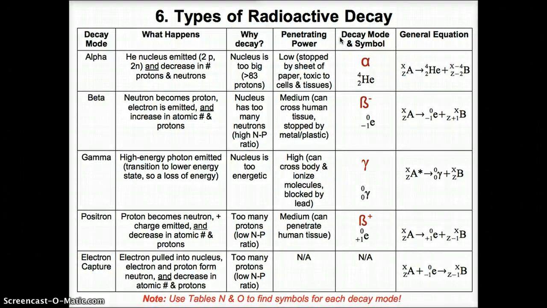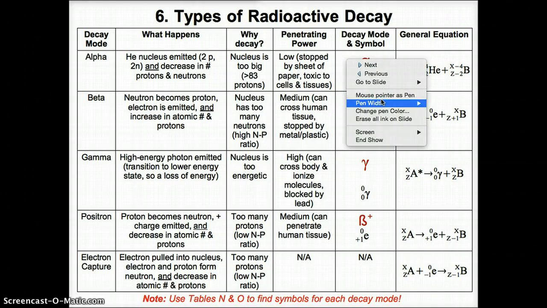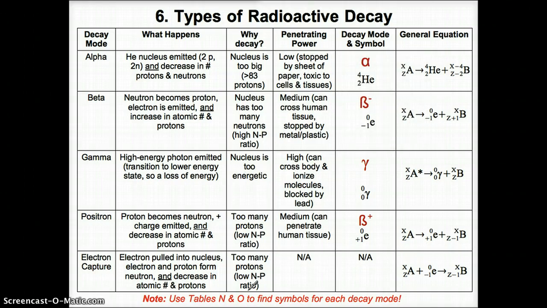Okay. Now let's discuss types of radioactive decay. For each type of decay, I'll discuss decay mode, what happens, why it decays, each decay's penetrating power, decay mode and symbol, and general equations. Before we start, just look at tables N and O to find symbols for each decay mode. Table N lists decay modes. Table O shows the notation of each decay with mass number on top left, charge on bottom left, and symbol in the middle, and each symbol.